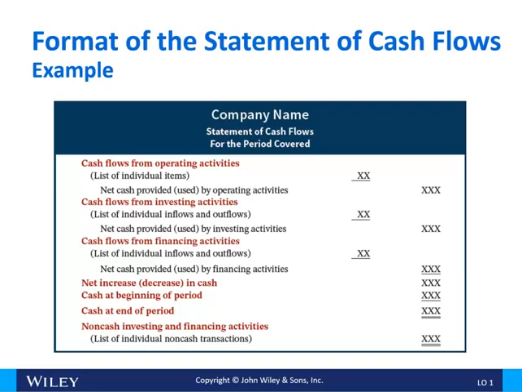We add those three up and we get net increase if it's positive, or it's a net decrease if it's negative in cash. We then add that to our cash at the beginning of the period, and we will get our cash at the end of the period, which should match what is on our balance sheet for the end of the period cash reported there. Then again, if we have any non-cash investing and financing activities, we can show that at the bottom of the statement. We'll just list those individual transactions.